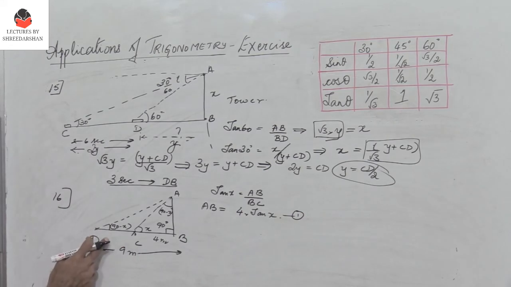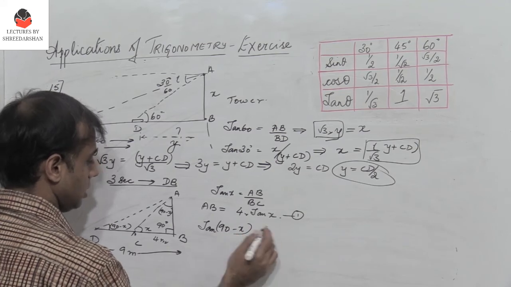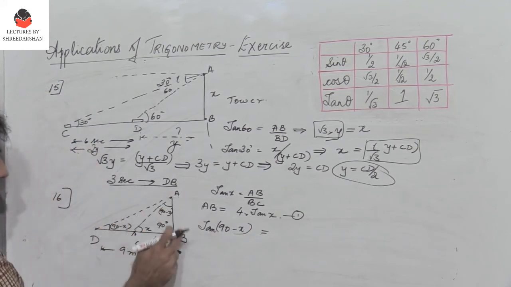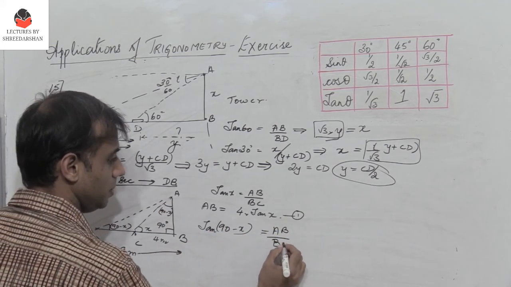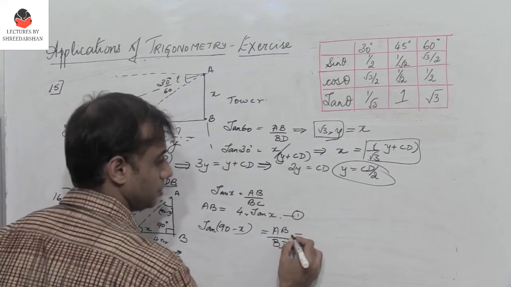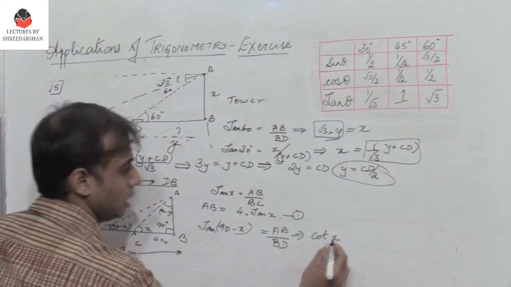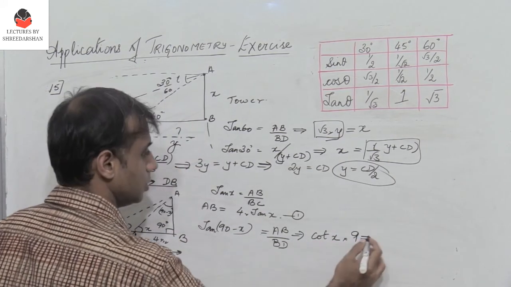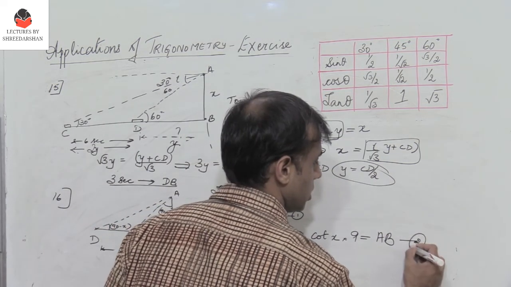Now I have tan 90 minus x. Alright, so tan 90 minus x, again by considering the triangle ABD, tan 90 minus x is AB divided by BD. So here I get cot x into BD. What is BD? It is 9, and this is equal to AB. Okay, so I have one equation where AB equals 4 tan x and AB equals 9 cot x. So this is equation 2.